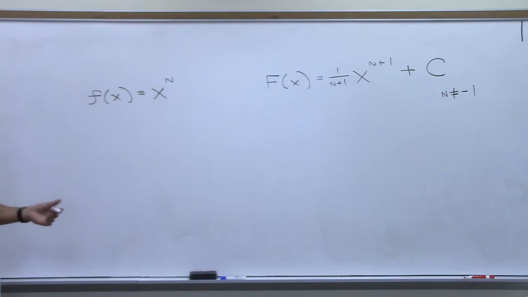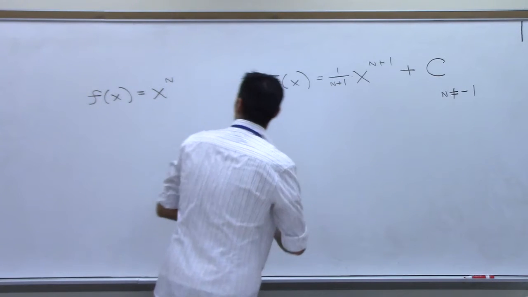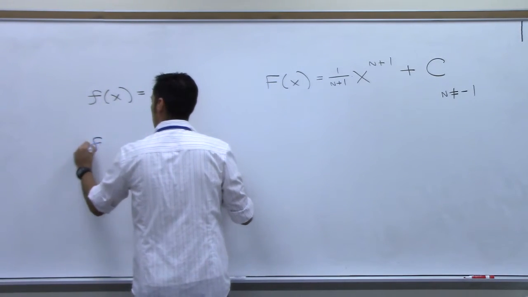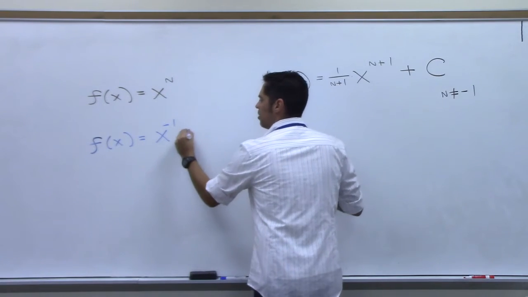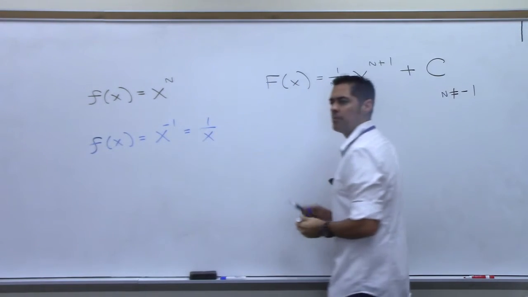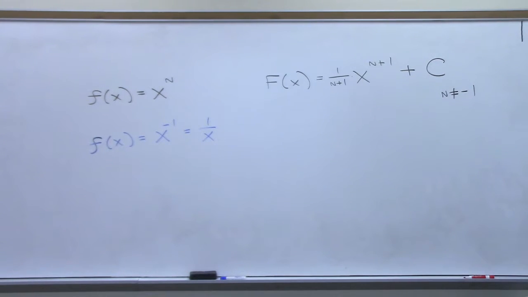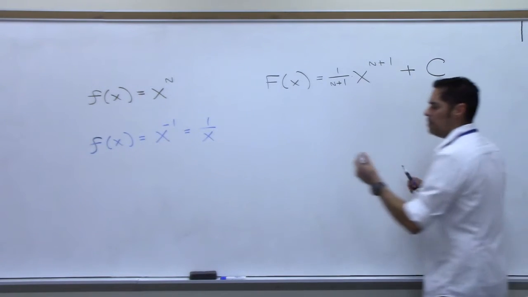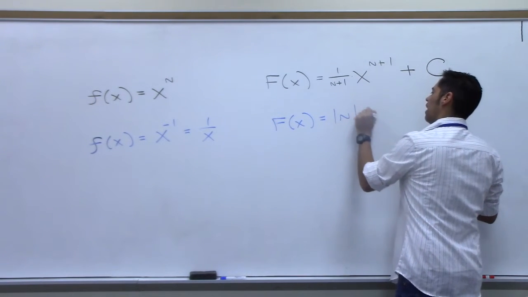But what if n is negative 1? So let's take a look at it. If n is negative 1, that's just 1 over x, right? And we already know the antiderivative of that. You told me earlier, right? Then that would be natural log of the absolute value of x plus c.